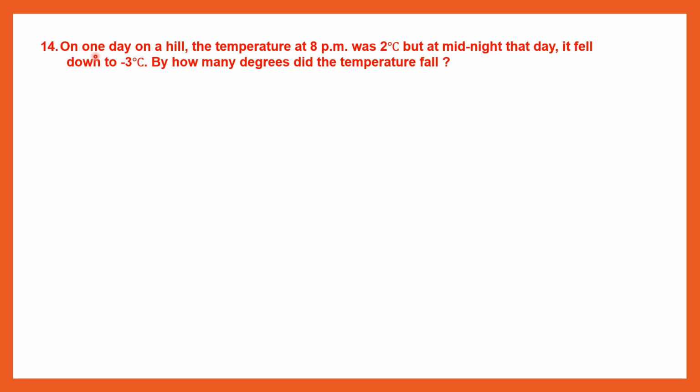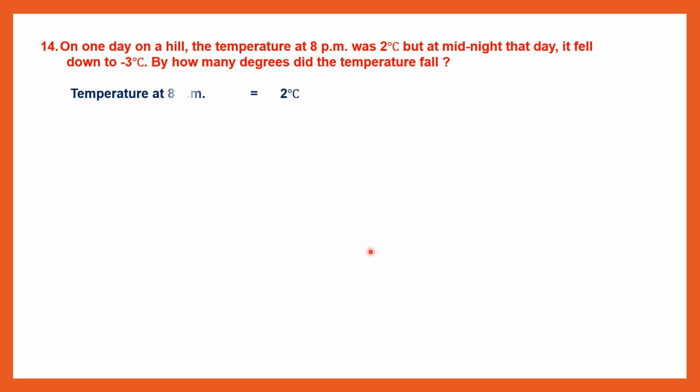Question 14. On one day on a hill, the temperature at 8 p.m. was 2 degrees Celsius. But at midnight that same day, it fell down to negative 3 degrees Celsius. By how many degrees did the temperature fall? So, I hope you've understood this question. On a hill at 8 p.m., that is in the night, the temperature was 2 degrees Celsius. But that same night, when it became midnight, it fell down further to negative 3 degrees. The question is, by how many degrees did the temperature fall?